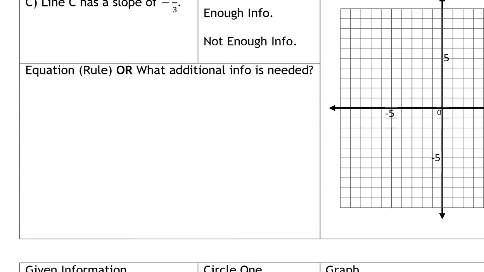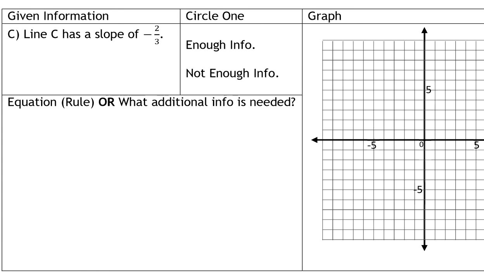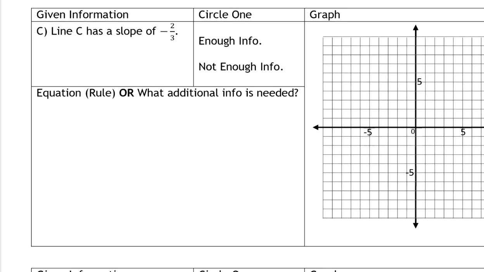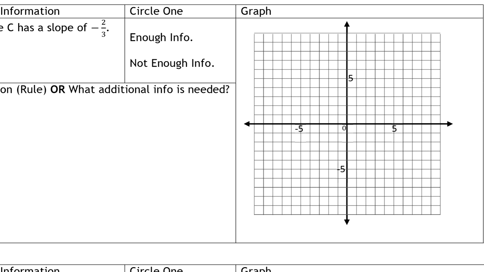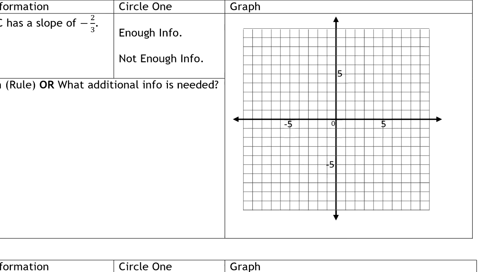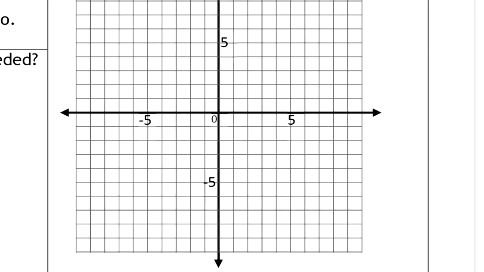Let's go to part C on the second page. On part C, we were given that line C has a slope of 2/3. And with just that, our problem is we really don't know where this begins anywhere. I could pick any point I want, and from there I could go up 2 and over 3. Actually, it was -2/3. I could go down 2 and then over 3, down 2 over 3.